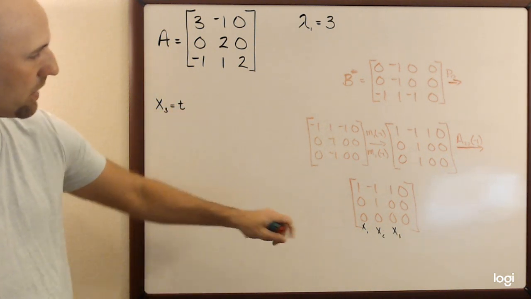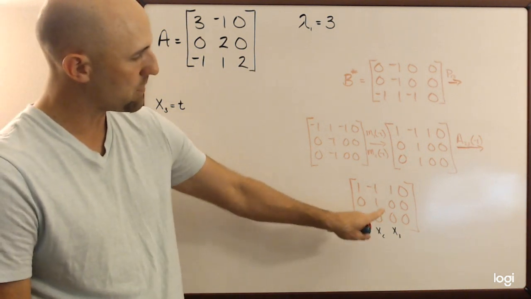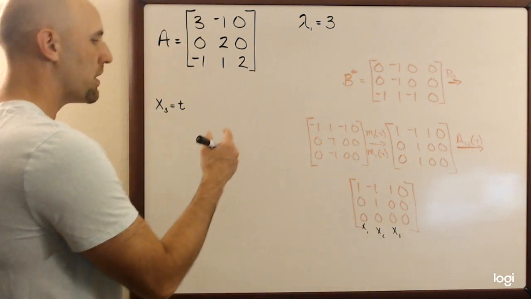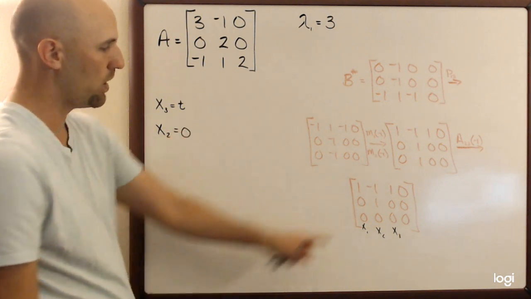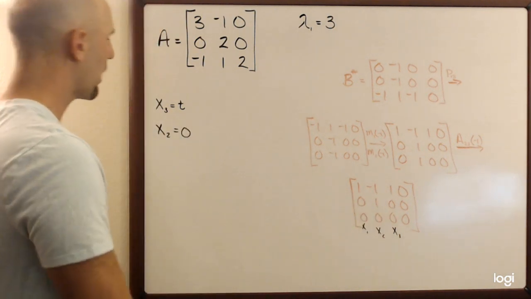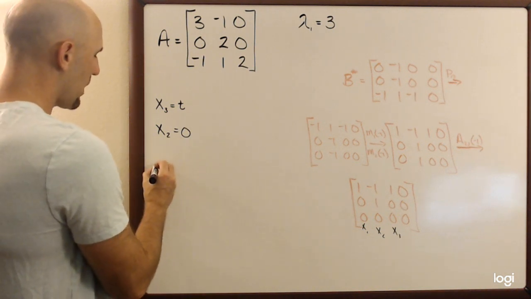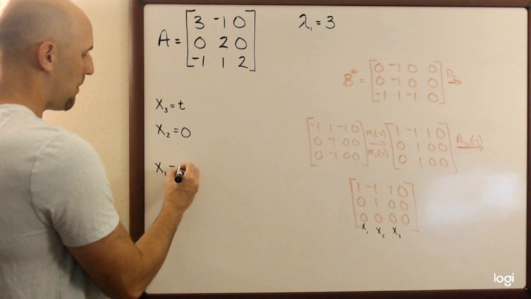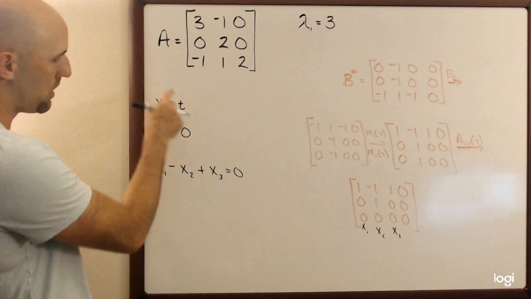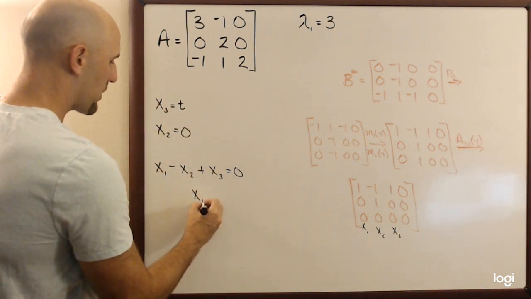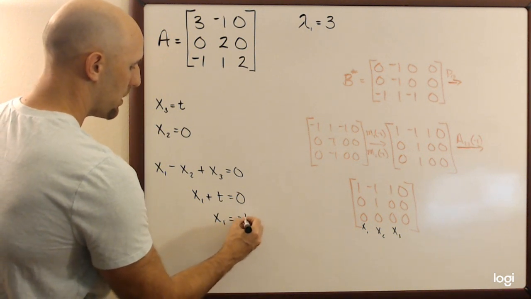And we'll look at my second line here. That corresponds to an equation: 0 times x1 plus 1 times x2 plus 0 times x3 equals 0. But actually that just reads x2 is equal to 0, doesn't it? My top line then corresponds to the equation 1 times x1, minus x2 plus x3 is equal to 0. But x2 is 0, x3 is t. So x1 plus t equals 0, and so of course x1 is equal to negative t.